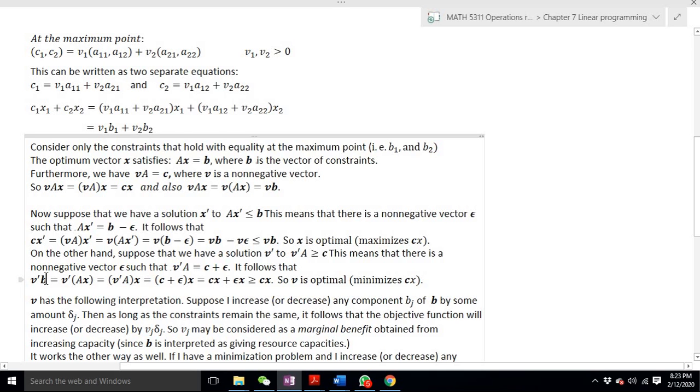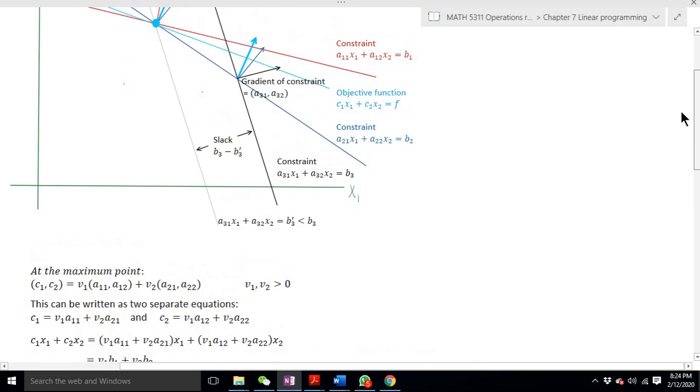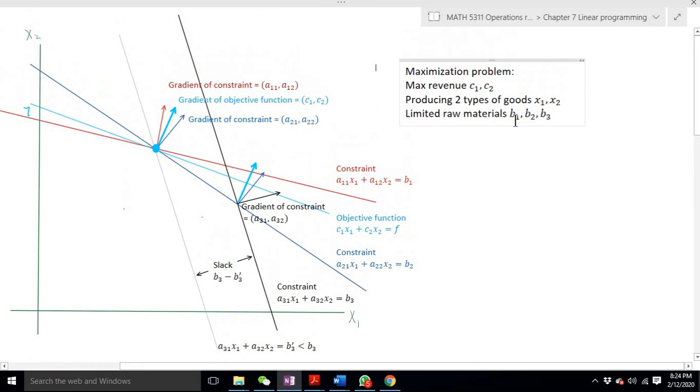All right, let's talk a little bit more about what v means. V has the following interpretation. Suppose I increase or decrease any component bj of b by some amount delta j. Think of what b means. b is your resource limitations. Up here I talked about b being your raw materials. So suppose I increase b by any amount. Now notice if you increase b3, nothing's going to happen. You're still going to be optimized here because b3 is not your limiting value.